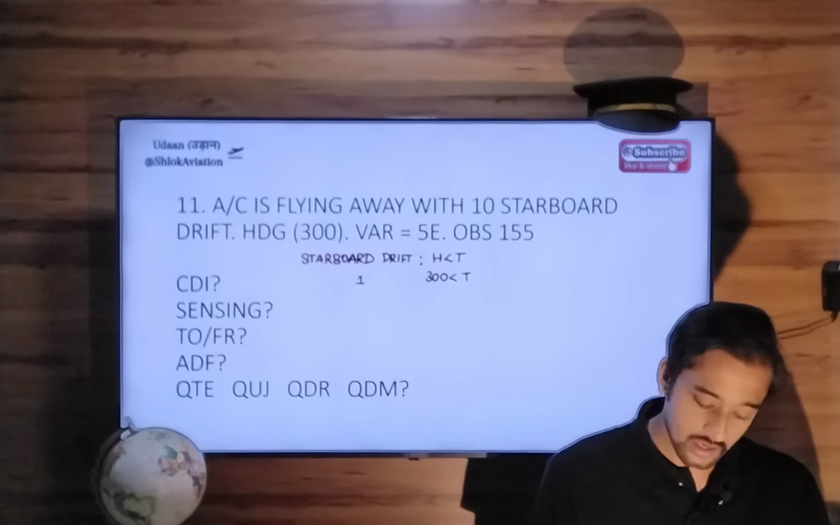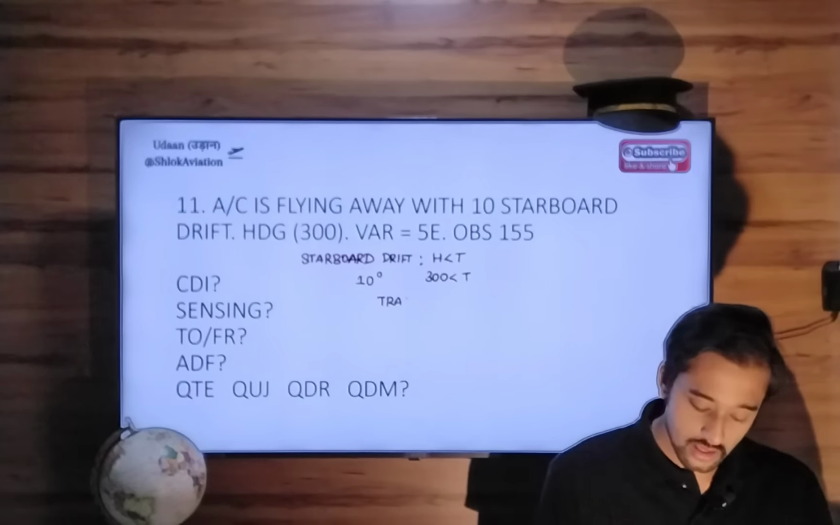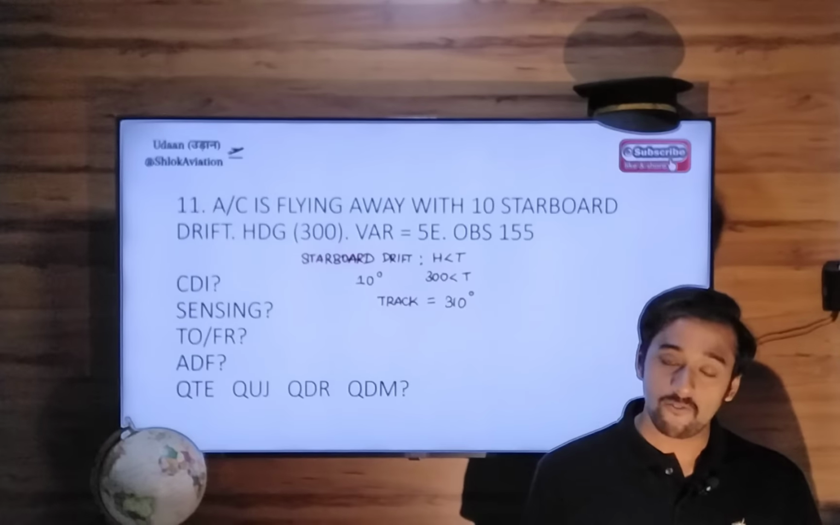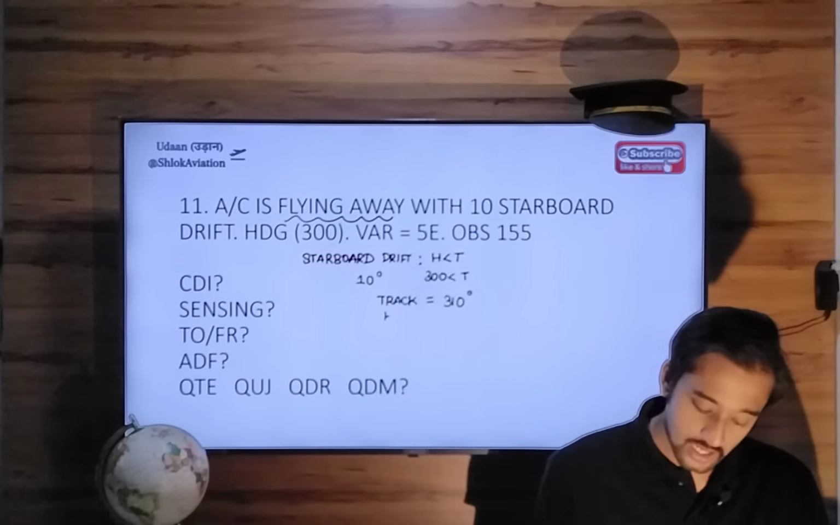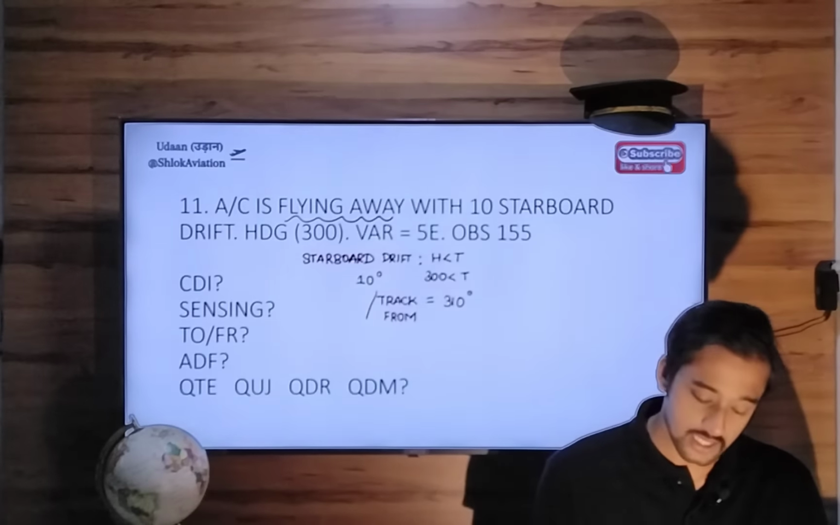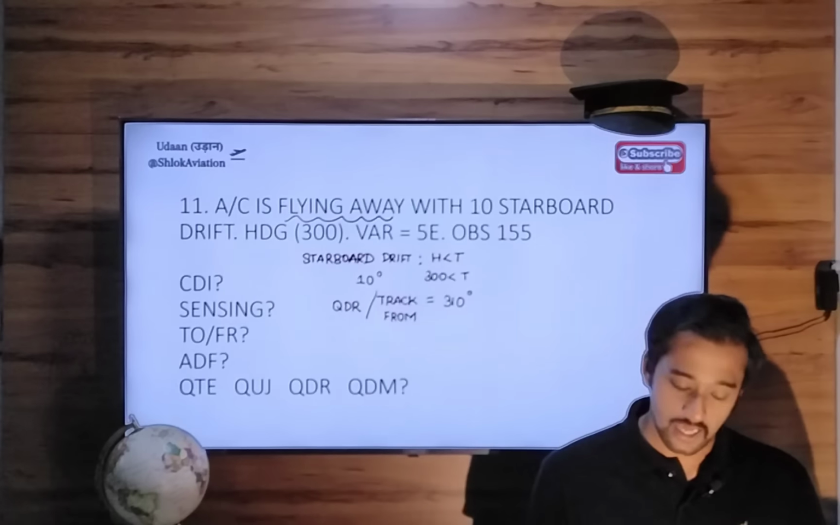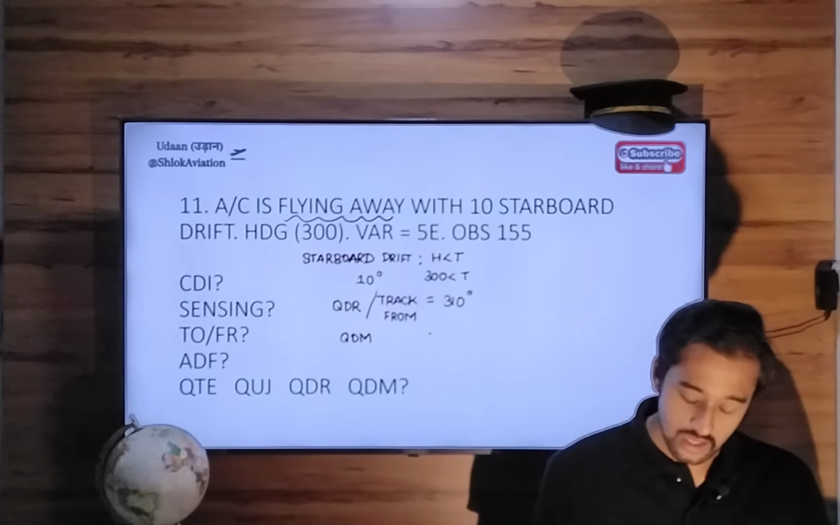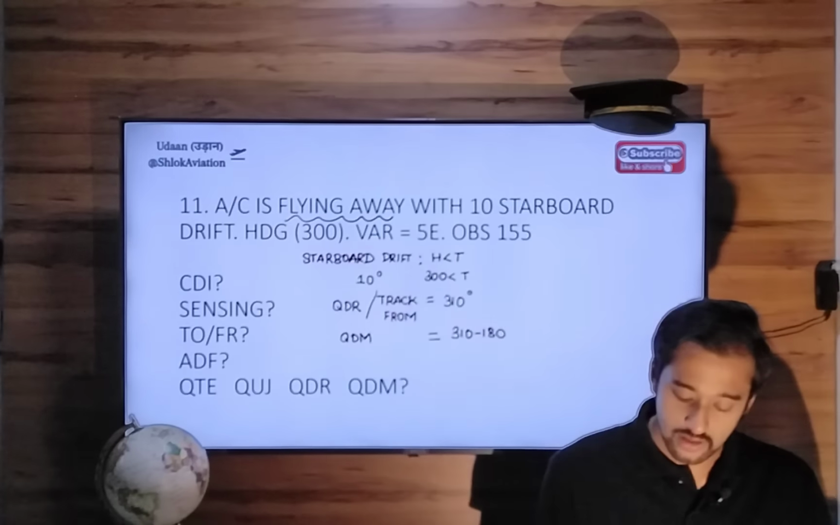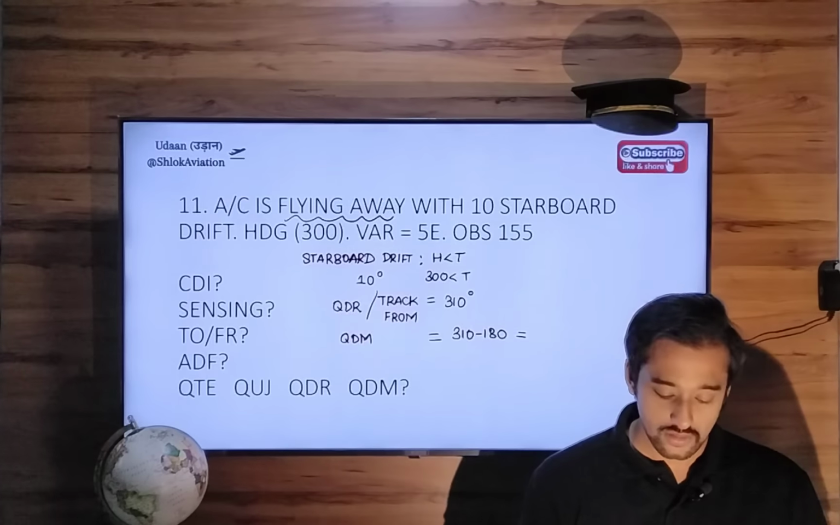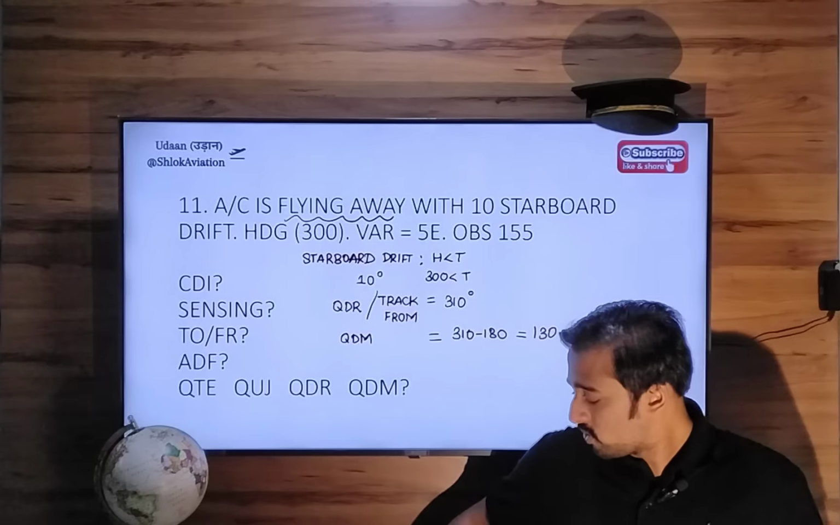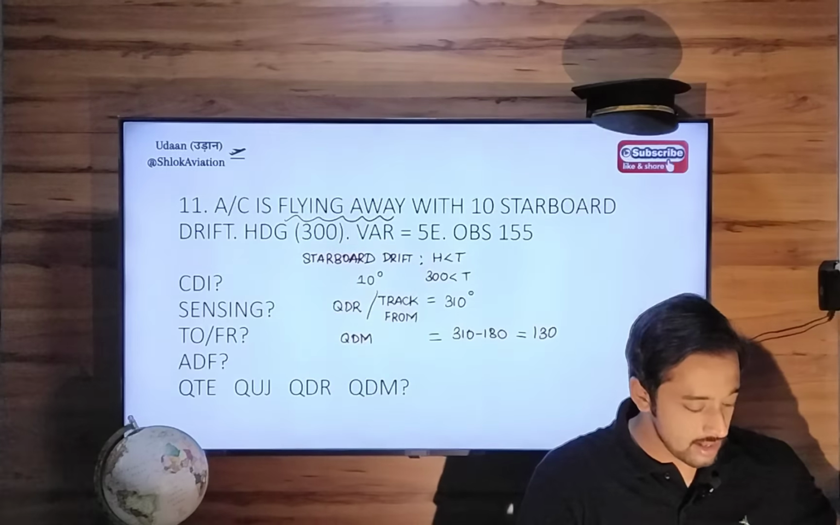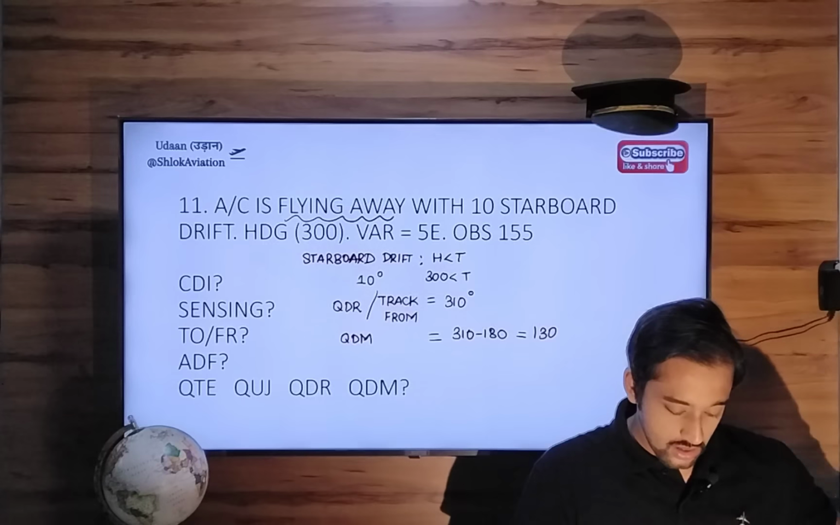The drift is 10 degree. So track will be 310 degree. Now you are flying away from a station. That means this track is track away from the station, also known as QDR. If QDR is 310, QDM will be 310 minus 180, which is equal to 130. So QDM will be equal to 130.